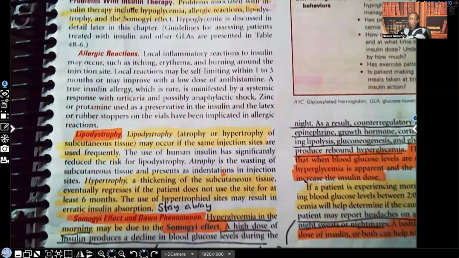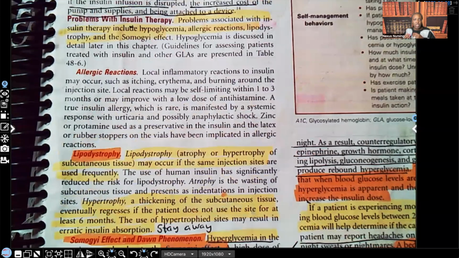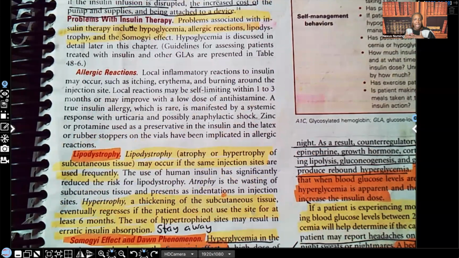So the first one I'm going to go over quickly is the allergic reaction. Sometimes the patient may have some type of inflammatory reaction, and often the doctor will order something like an antihistamine for that.